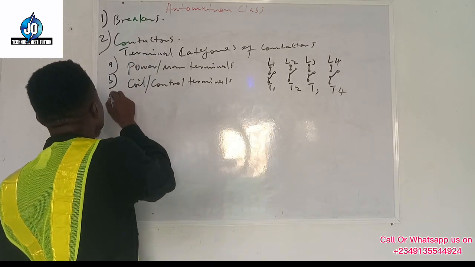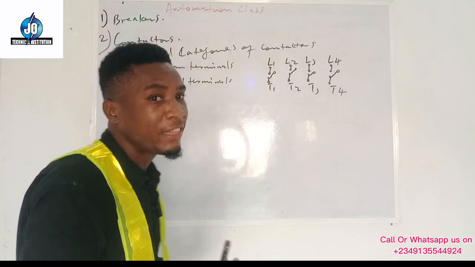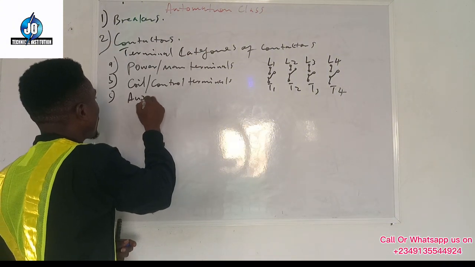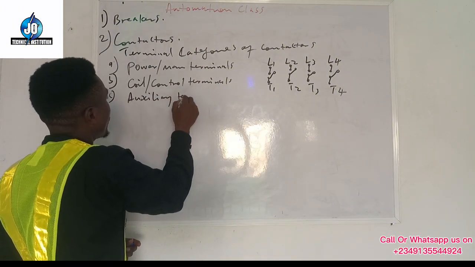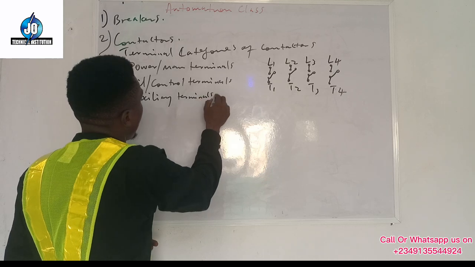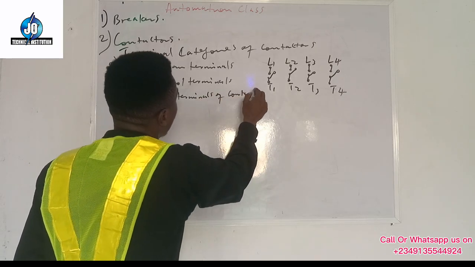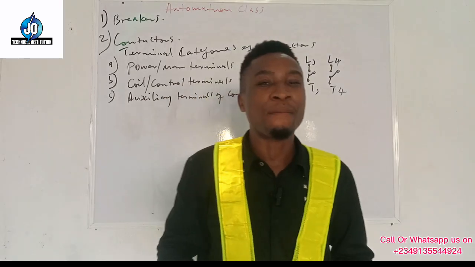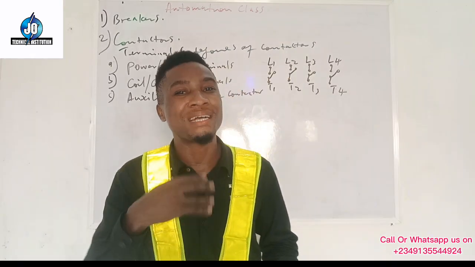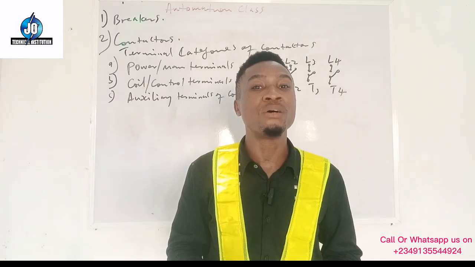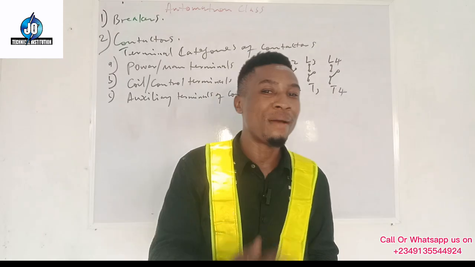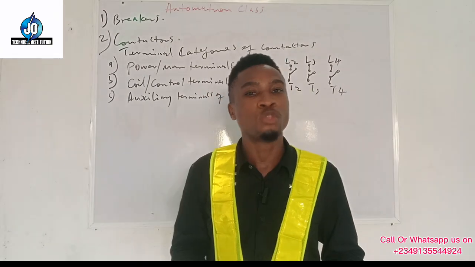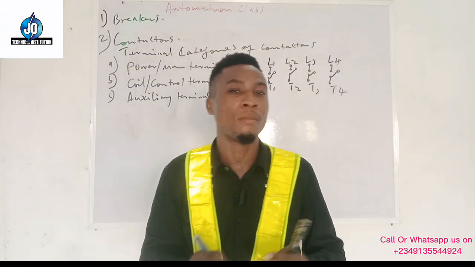Then we talk about number C, the terminals of contactor which we call the auxiliary terminals of contactors. These auxiliary terminals of contactors are the extra attached terminals to a contactor that enable us to automatically control electrical loads, and they are labeled normally open and normally closed. Most times they use numbers to represent these normally open terminals and normally closed terminals.